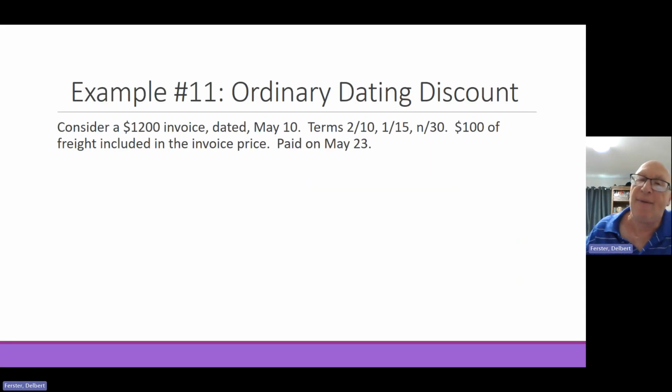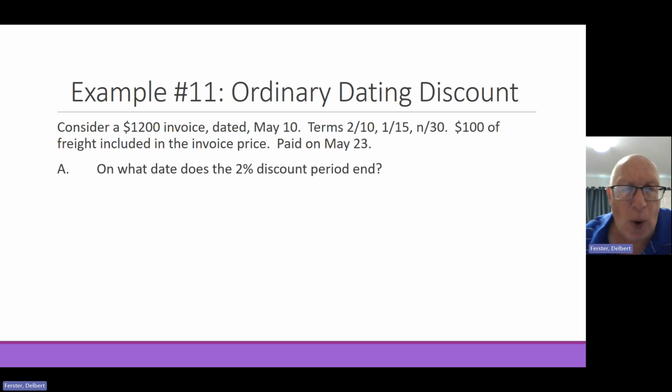All right, this is example 11. On the heels of what we just left at the end of video 3, this is another ordinary dating discount. So you look at your terms. The invoice is dated May 10th. We'll save 2% if we pay within 10 days of receipt. We can save 1% if we pay between day 11 and day 15, but it's all due by the end of the 30th day after the receipt. There is a $100 freight charge included in that price. Remember, there are no discounts on freight.